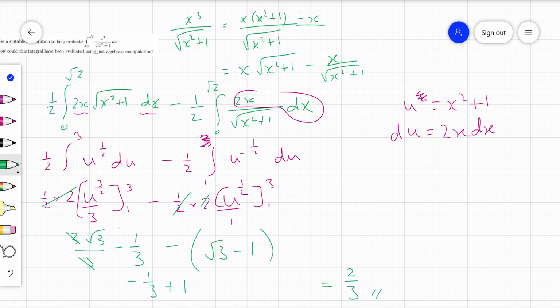So in some ways that's much easier than dealing with trig. And there are other ways as well.